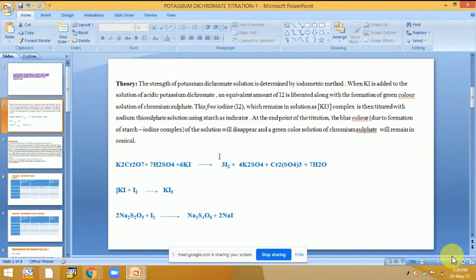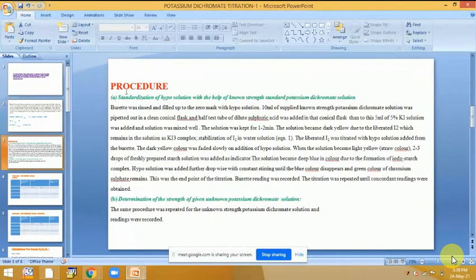and that will be your burette reading. Okay. Then similar process, first you have to standardize the hypo solution with the help of known potassium dichromate solution here. So first you fill your burette with the hypo solution, then take the known potassium dichromate in the conical flask, and add KI and H2SO4.